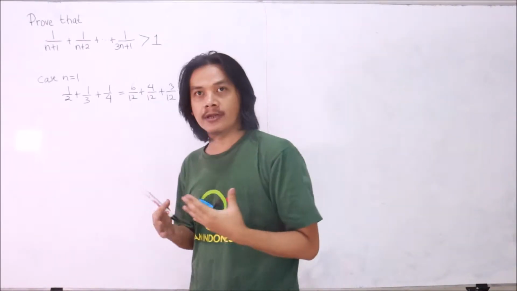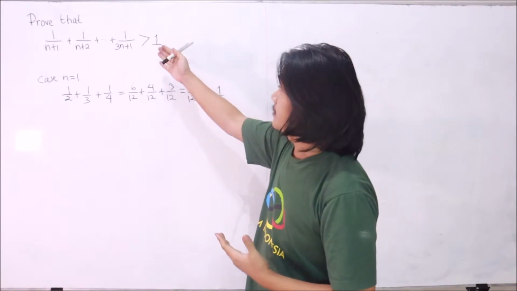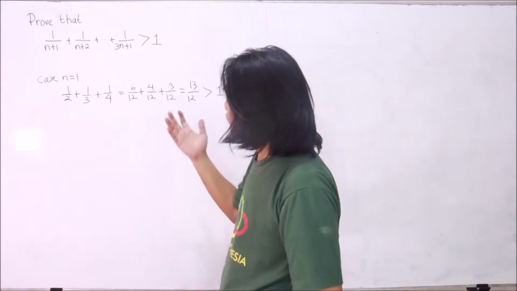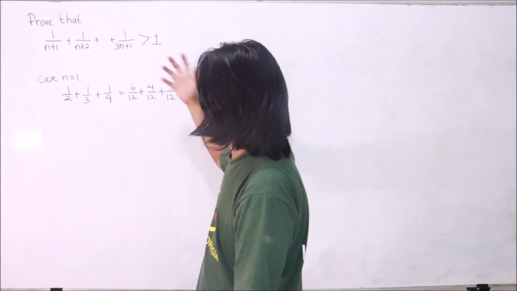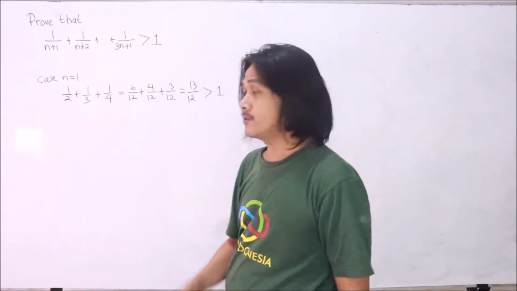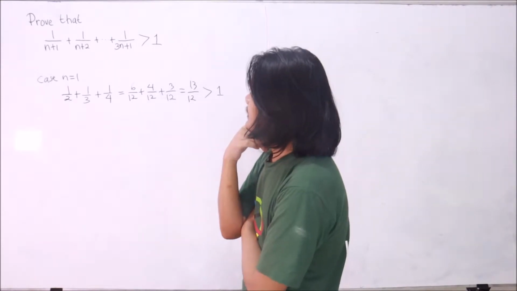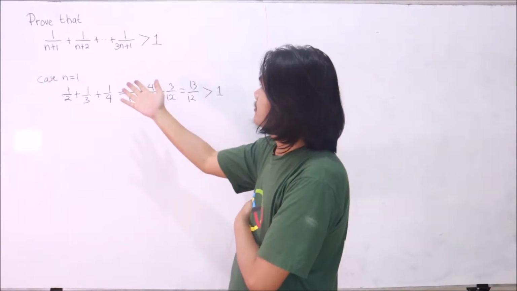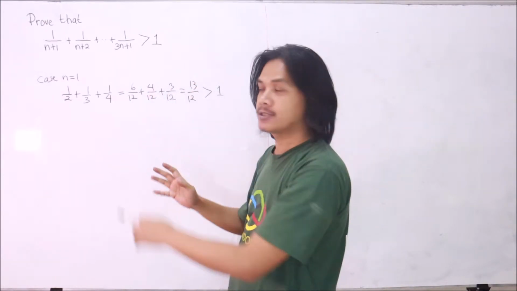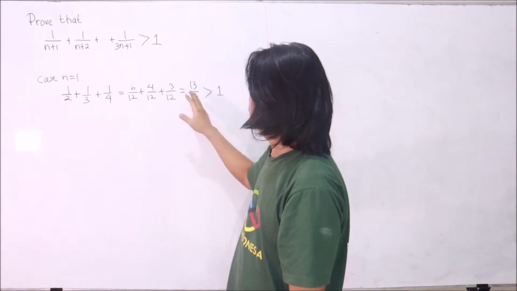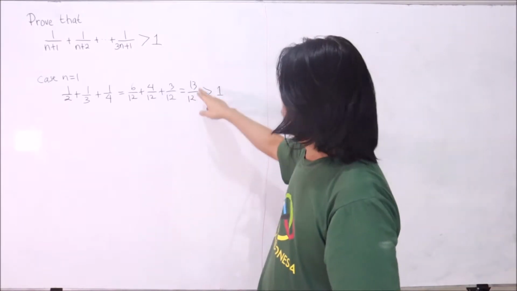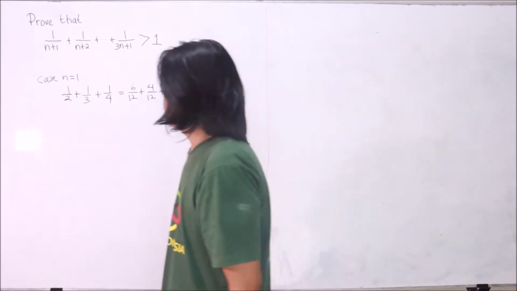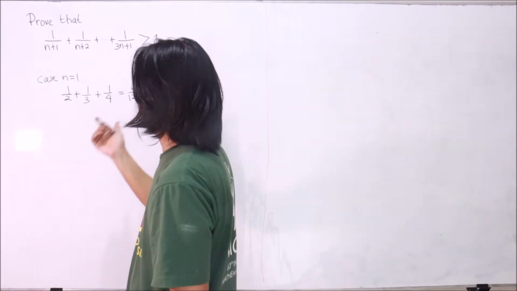In this video we're going to discuss how to solve this problem. We're going to use induction to prove this inequality. First, we can easily see that for the base case, n equals 1, it's clearly true that the left hand side is greater than 1, because the left hand side is equal to 13 over 12 when n equals 1. So now let's assume that the statement is true for n.